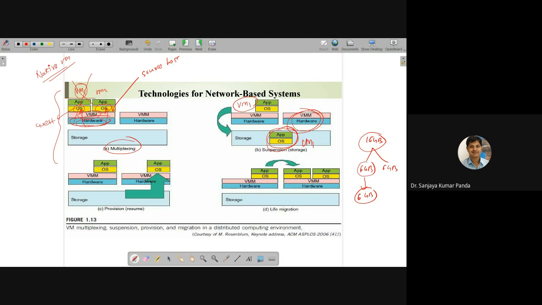Multiplexing means multiple signals are sent over a single channel. In data communication we have studied there are multiple channels, but you want to share through a single channel.